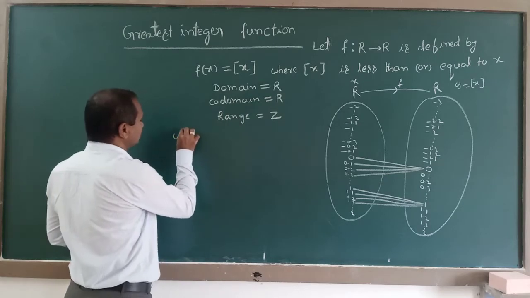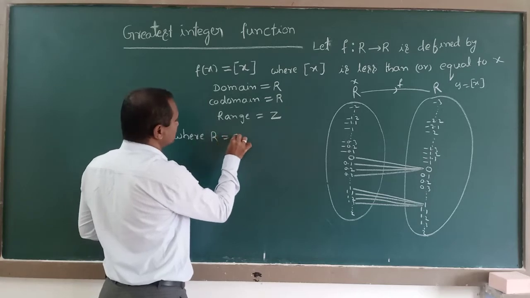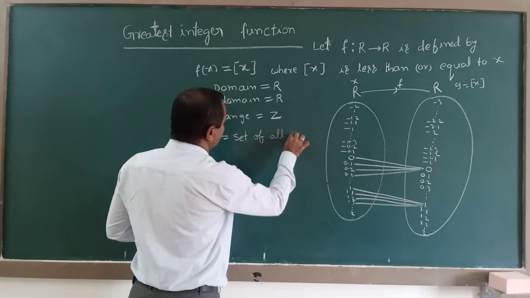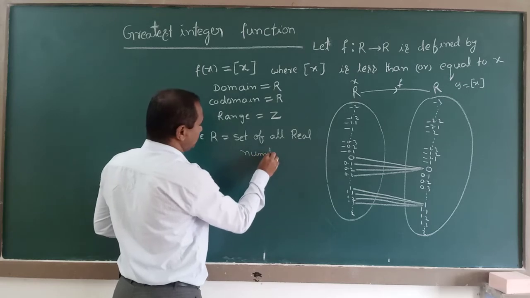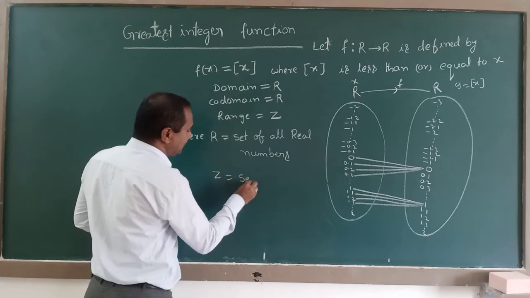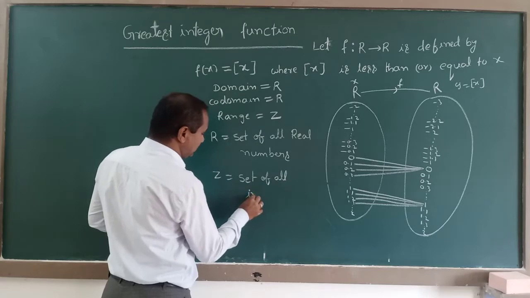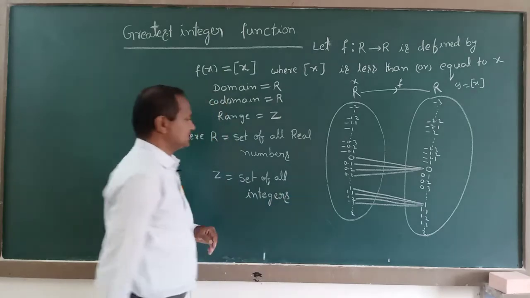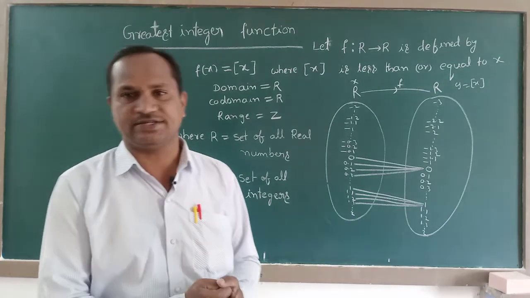Otherwise you can also write it, no problem: capital letter R is equal to the set of all real numbers, and Z is equal to the set of all integers. Like that we are representing capital R and Z.